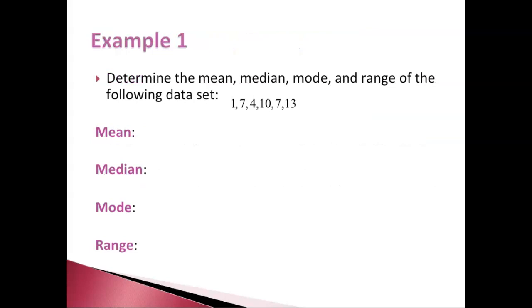Determine the mean, median, mode, and range of the following data set. Let's start with the mean. To find the mean, we're going to have to add all these numbers up and divide by how many there are. So we'll add 1 plus 7 plus 4 plus 10 plus 7 plus 13 and divide it by 6 because there are 6 data points. This ends up being 42 divided by 6, which is equal to 7.